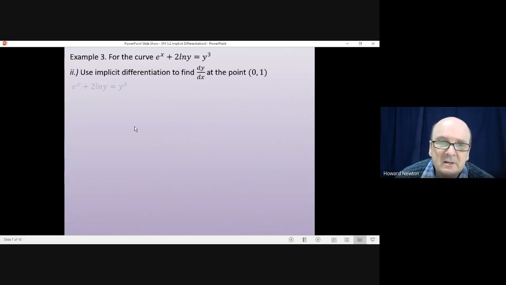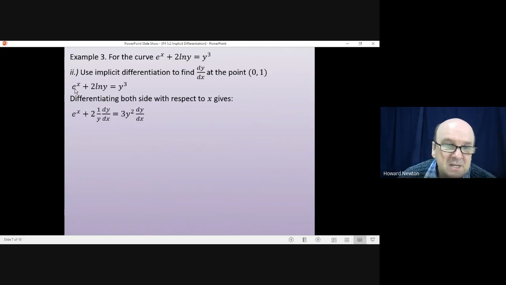Okay, let's have a look. So that's the equation we're going to have to differentiate. Differentiating both sides with respect to x gives us the following. Differentiate e to the x, we just get e to the x. Now differentiating 2 log y, we've got 2. Differentiating the log gives us 1 over y. Using the chain rule, we then have to differentiate y with respect to x, and that's what gives us dy by dx.